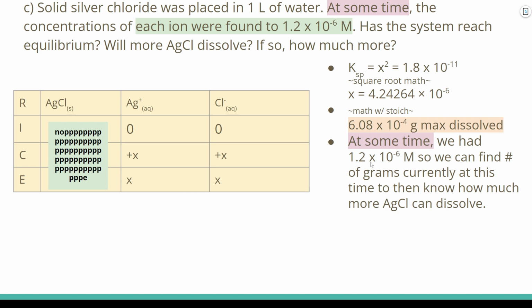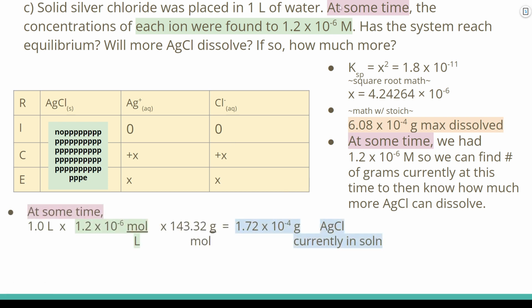At some time we had 1.2 times 10 to the negative 6 here, so I can find the grams of that using math. At some time, again, we have the 1 liter from earlier. We have the concentration of the ions, and the ions are 1 to 1 to AgCl. I didn't show my stoichiometry math for that part because I got lazy. Then I have my molar mass here, my units cancel out, and I'm left with grams. This is what's currently in solution, because this is at some time.